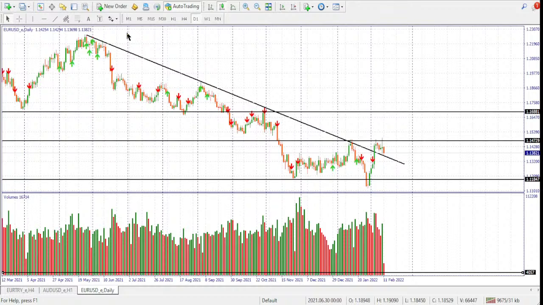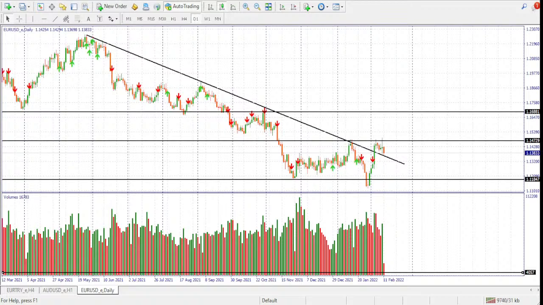You can see that this chart actually had a resistance here. We had a resistance here, and here, and here. So as long as the price is held above this trend line, we expect buyers to push price to the upper side.